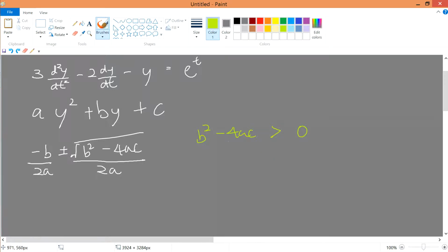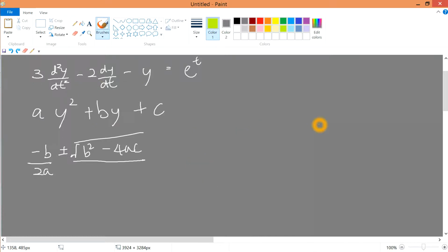So to prove that it is this now, we know that b is equal to minus 2, so minus 2 squared minus 4a, a is 3, c is minus 1, and therefore we have 4 minus 12. Alright, 4 times 3 times minus 1 is minus 12, therefore we have 16, and therefore it's larger than 0. And this is why we prove that this is case 1.